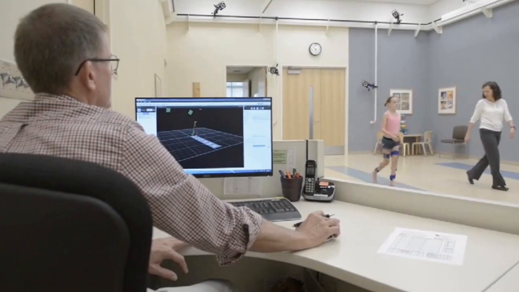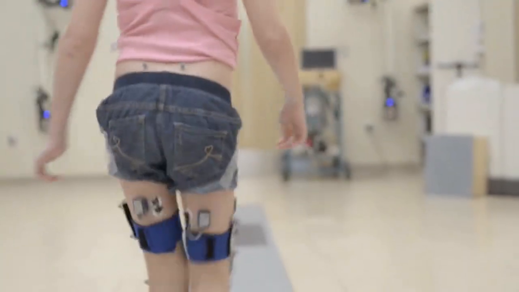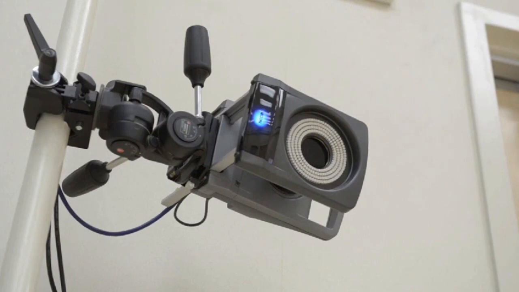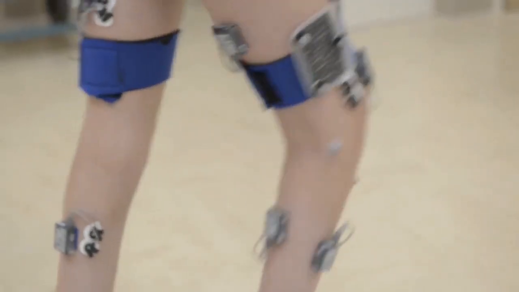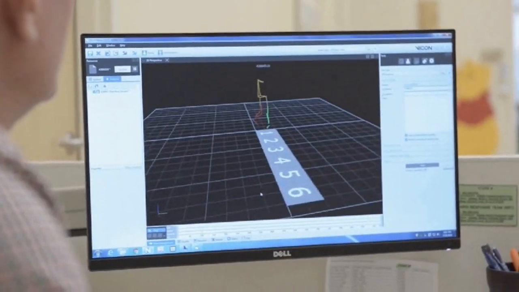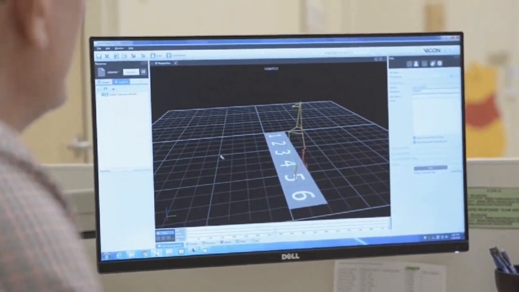The first gait analysis was really crazy because you're in this big room with all these like Hollywood movie cameras around, and then they actually take a child's movement and animate it.